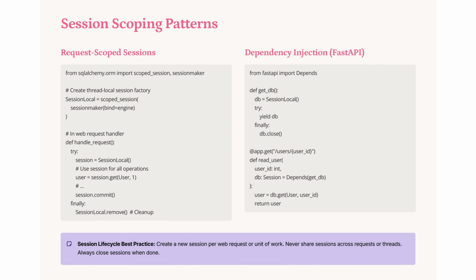Session scoping patterns ensure efficient database interactions. Use scoped_session with sessionmaker for thread-local sessions. In web requests, create a session per request, commit changes, and remove it to prevent leaks. FastAPI's dependency injection facilitates request-scoped sessions, ensuring each request has a fresh session, enhancing data integrity and application performance.